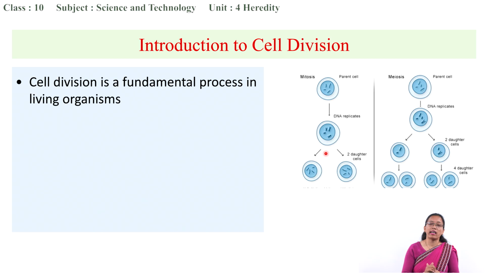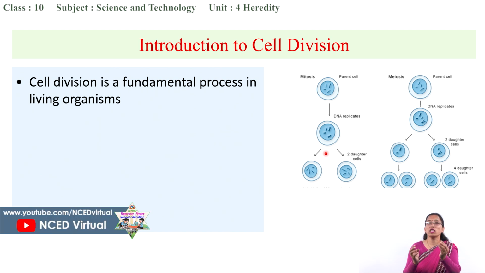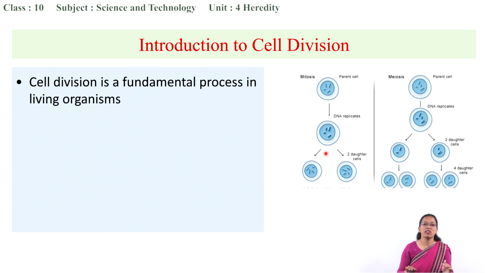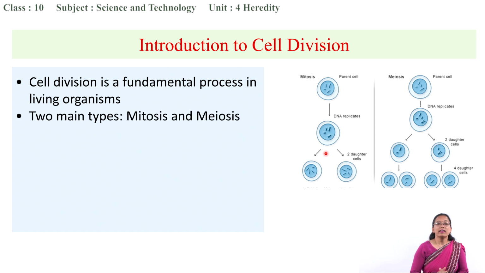There is no living organism, you can say. Take a single cell organism, for example, amoeba. It divides and forms two cells. That is reproduction in the case of amoeba. Here it is divided into two and each cell will act as a single amoeba. So cell division is necessary everywhere. That's why we call it a fundamental process in living organisms. Next, there are two types of cell division, mitosis and meiosis. In mitosis, here you can see this picture.